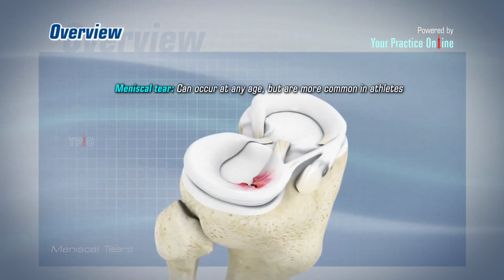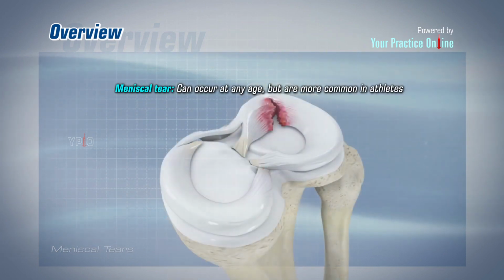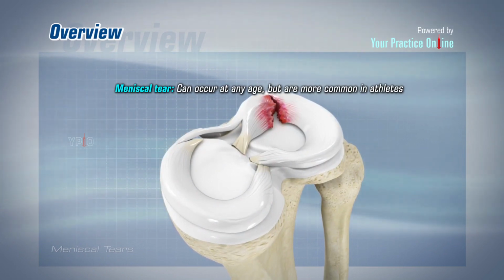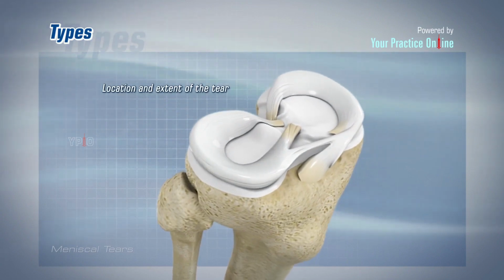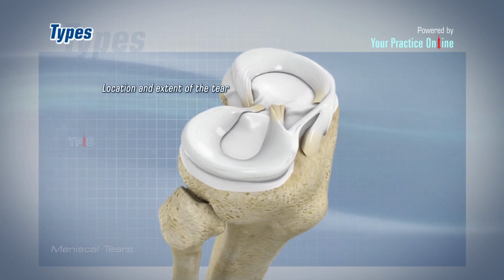Meniscal tears are one of the most common injuries to the knee joint. They can occur at any age, but are more common in athletes playing contact sports. Types. The different types of meniscal tears are categorized according to the location and extent of the tear.